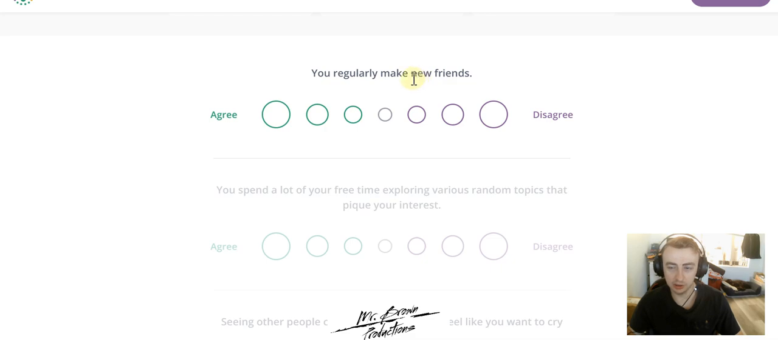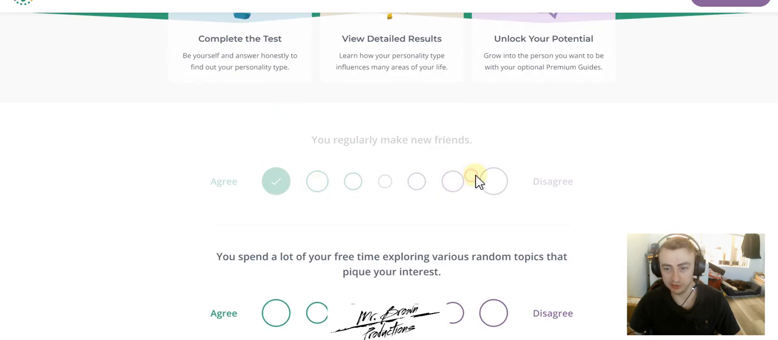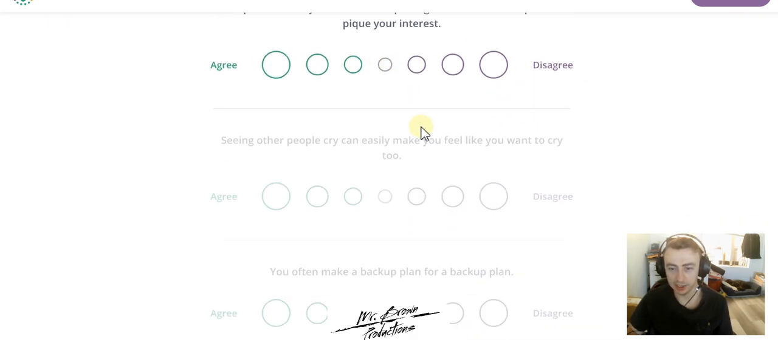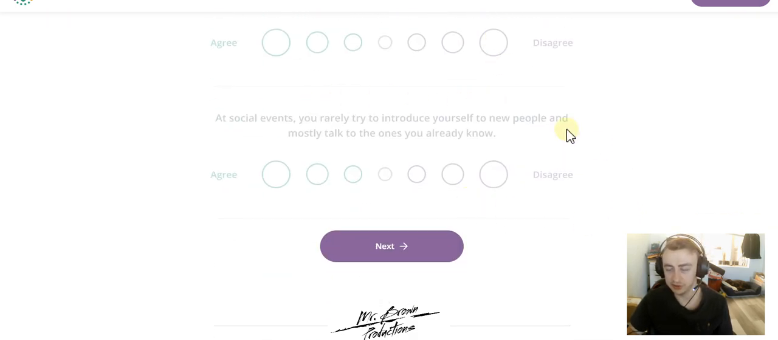You regularly make new friends. So green is the extent to which you agree. Obviously this is, I would make new friends all the time, whereas this is, I completely disagree. I don't make friends very often. And then here is your classic sitting on the fence. So depending on what you choose is the extent of that. And you just keep going through all of these questions next.